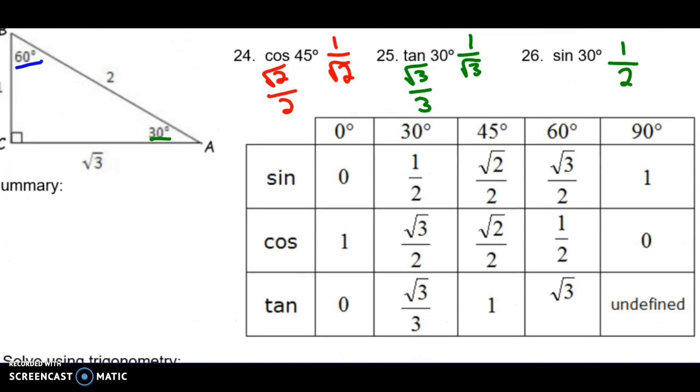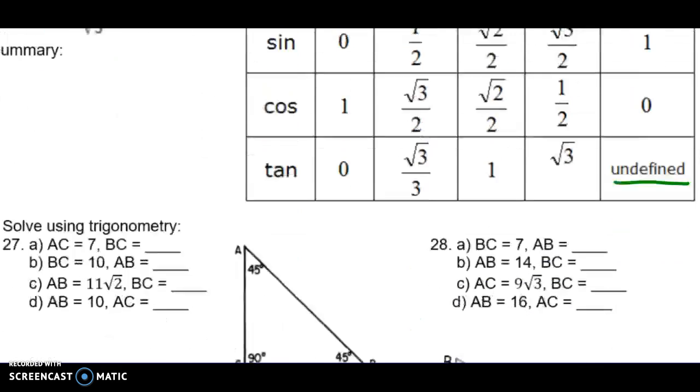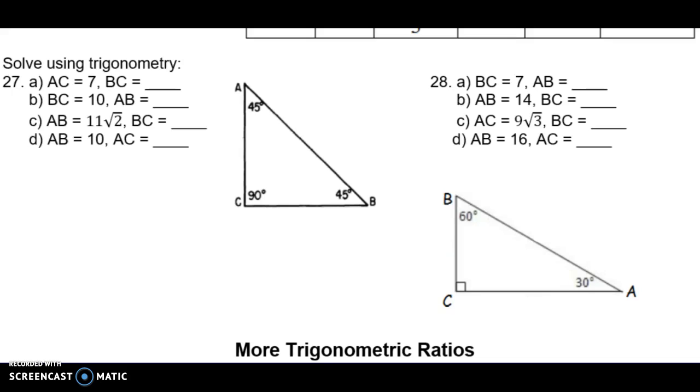This is summarized in the chart for you, all the tangent values. Note, tangent of 90 degrees is undefined because you cannot divide by 0. If we're going to use this in problems, if we're given that AC equals 7, we need to find BC. Well, because this is a 45-45-90 triangle, my sides are congruent, and BC is 7.